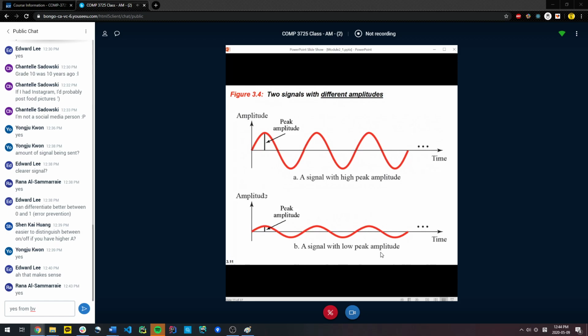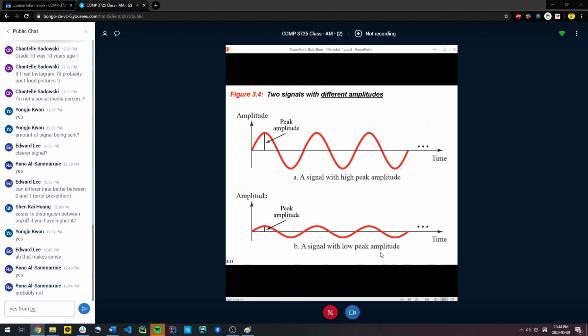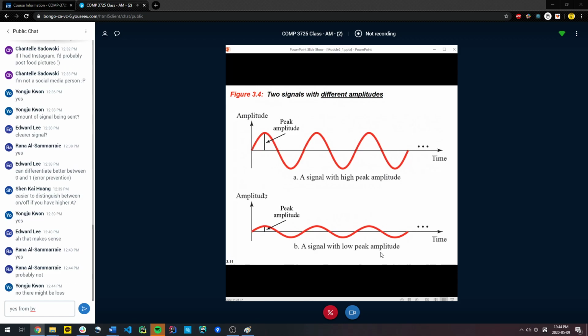Let me ask the question again. If I'm transmitting a signal at 5 volts over a long distance, do you think the receiver will still receive it at 5 volts? No, that's the answer. The amplitude, you can think of that as the volume. Indeed, there will always be losses. There will always be.